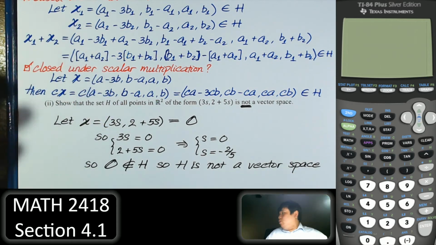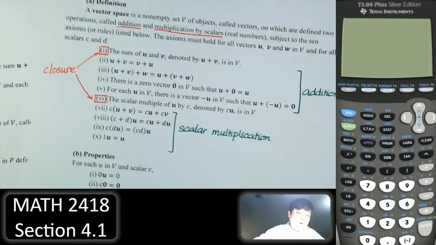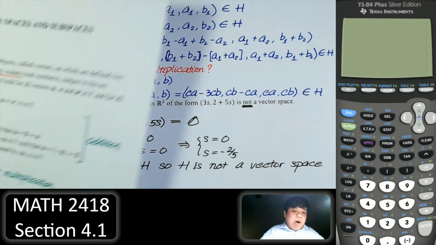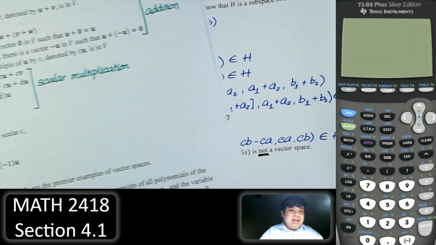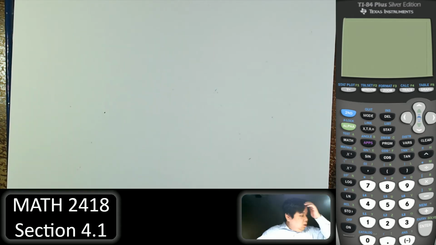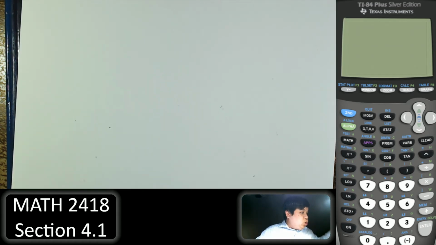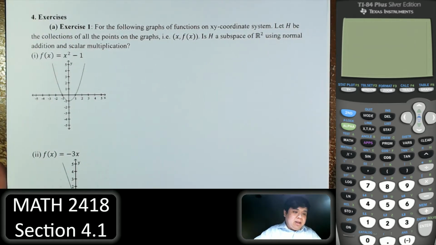If we want to prove something is a vector space, we have to prove 10 axioms, all 10 of these. But if we want to show something is not a vector space, we only need one counterexample, or one axiom that is not true, then it all fails.